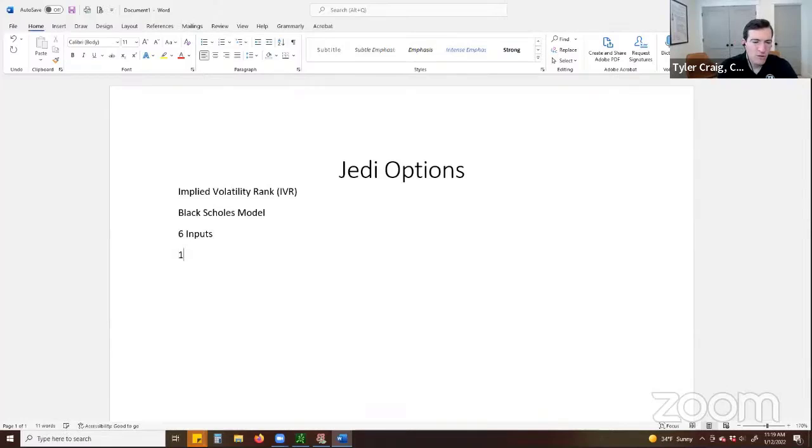So the first thing is the stock price. Got to know what the stock price is. If it's a $100 stock, the option is going to be priced differently than if it's a $10 stock. You got to know what strike price you're pricing here. Is this an at the money option, in the money, out of the money? That's going to impact how much it costs. Time, is this a 30-day option? Is this a 1-year option? That's going to influence how much we pay.